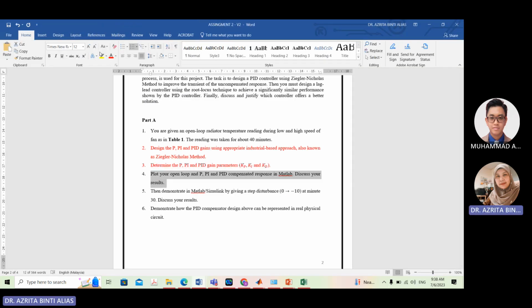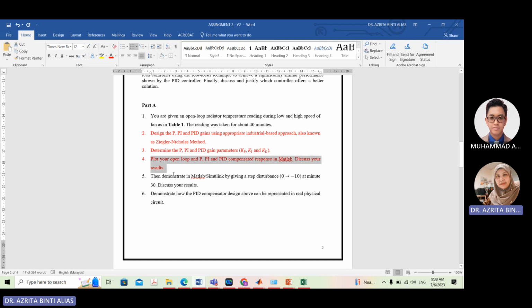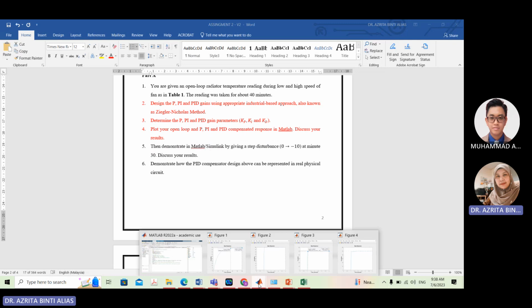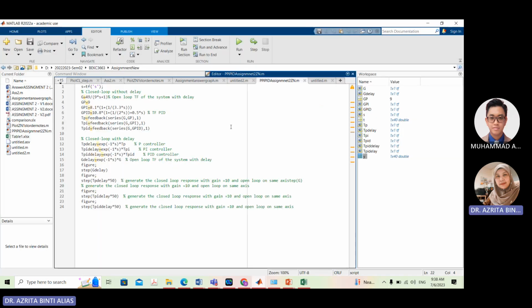Okay, so we finish on number 4. So for number 5, demonstrate in MATLAB Simulink by giving a step disturbance 0 until -10 at minute 13 and discuss your result. Sekarang kita akan guna Simulink. Biasa guna tak Simulink? Pernah guna kan?